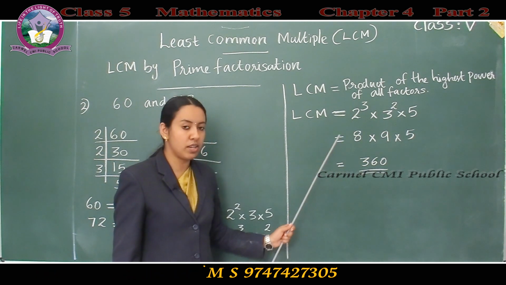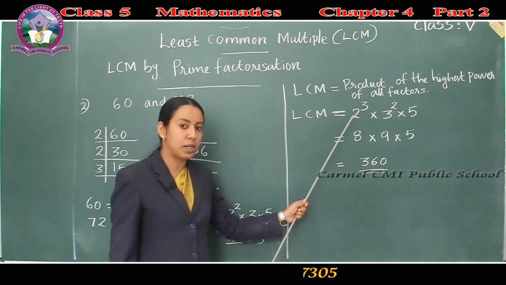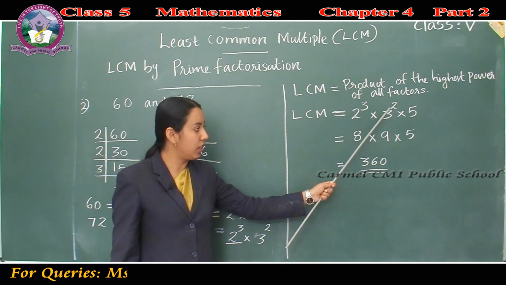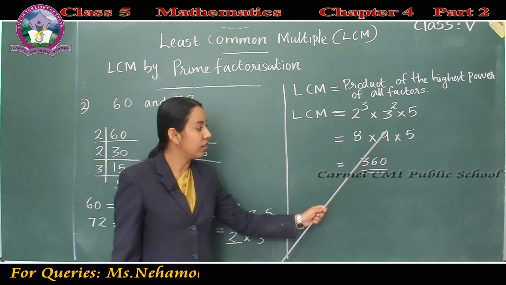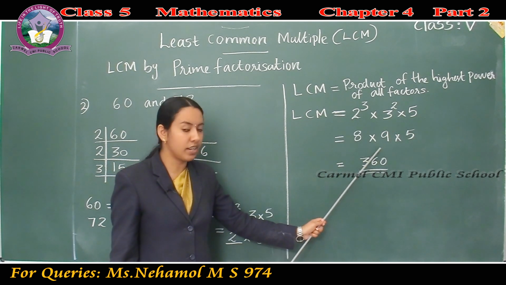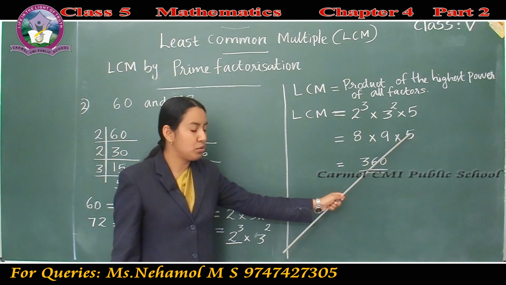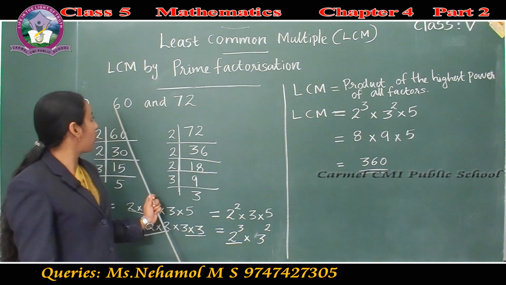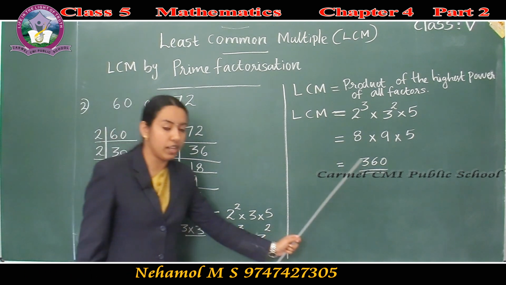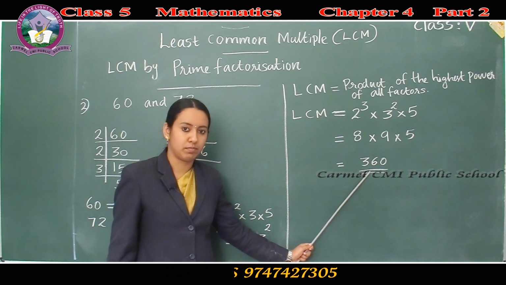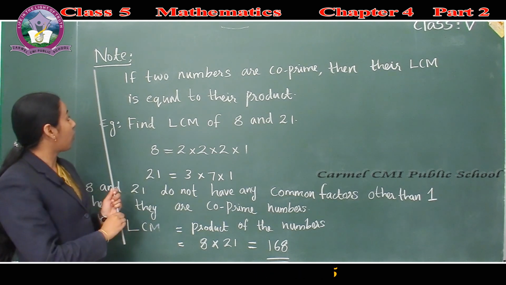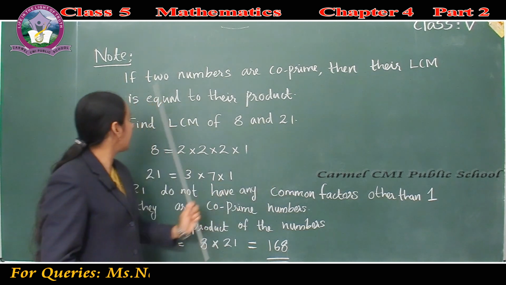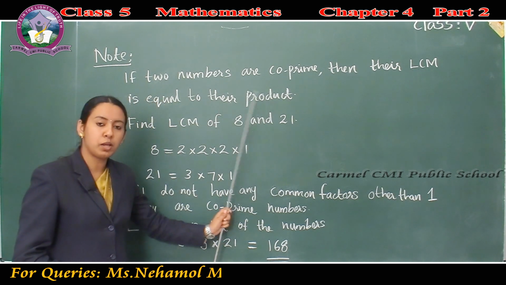2 raised to 3 means 2 into 2 into 2. 2 is multiplied 3 times. That is equal to 8. Then 3 square, 3 into 3, 3 3s are 9, into 5. 8 9s are 72. 72 into 5 is 360. So LCM of 60 and 72 is 360.